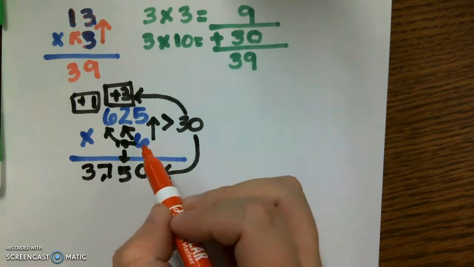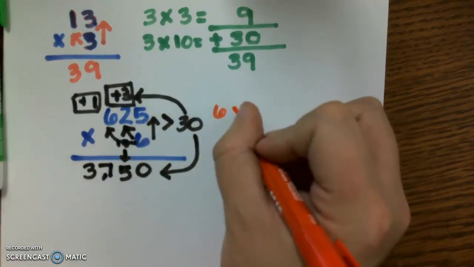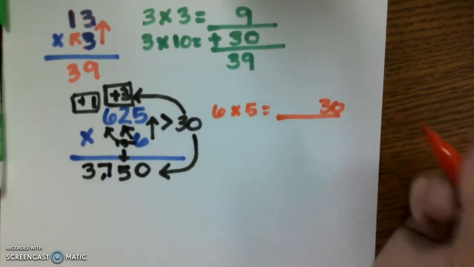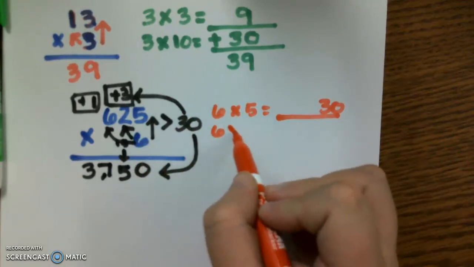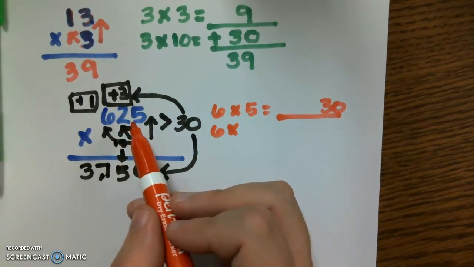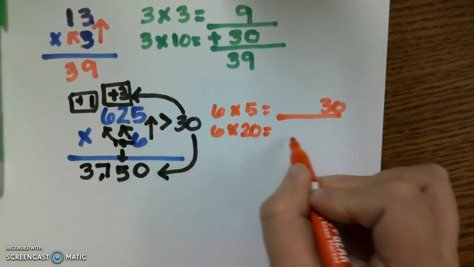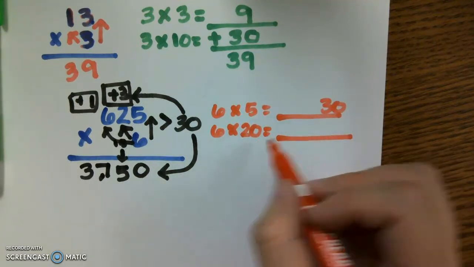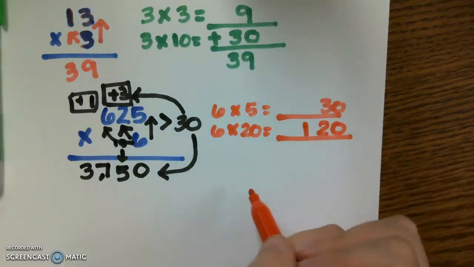So I have a 6 in the ones place, which is just 6. I have a 5 in the ones place, which is just 5. So 6 times 5 equals 30. Then I have a 6 in the ones place. That's going to stay the same. But I'm moving to the tens place. This 2 is in the tens place. And 2 tens equal 20. It has a value of 20. So 6 times 20 would be my next. 6 times 20, well 6 times 2 is 12, but I have to place that 0. So really, my answer is 120, my product.